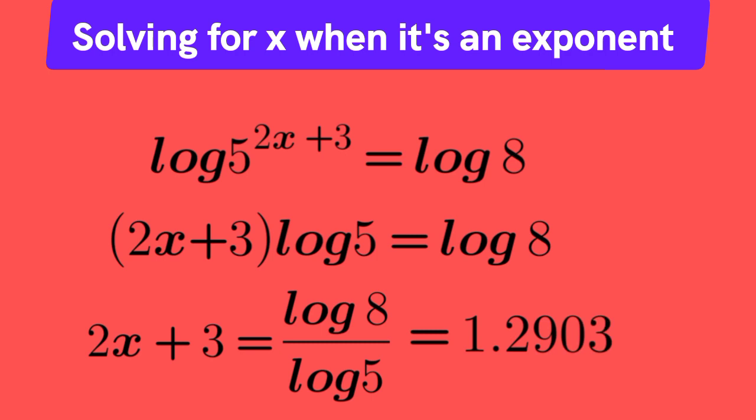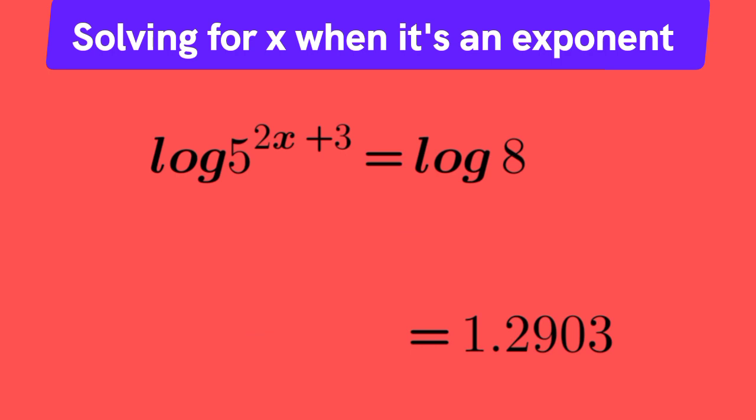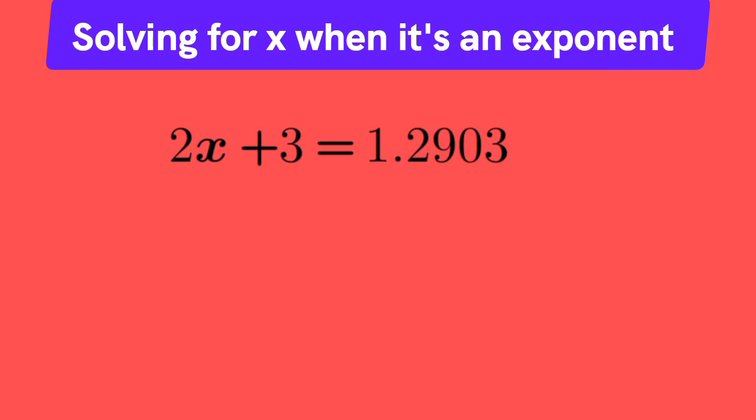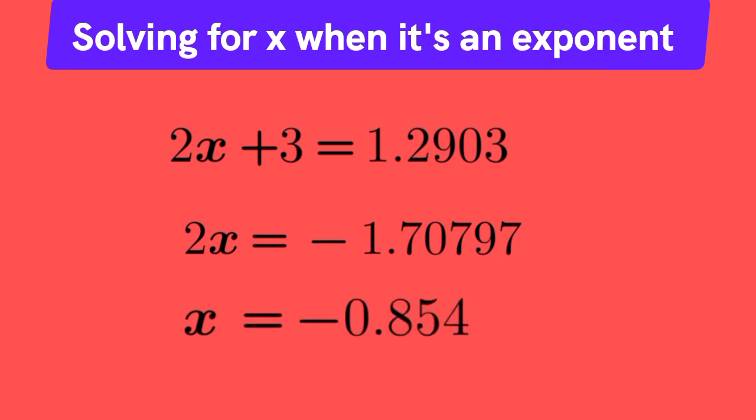The next step to get x on its own is subtracting 3 from both sides of the equation. So we have 2x equals minus 1.70797. So with this, you can say x equals minus 1.70797 divided by 2. And then we have the value of our x to be equal to negative 0.854.